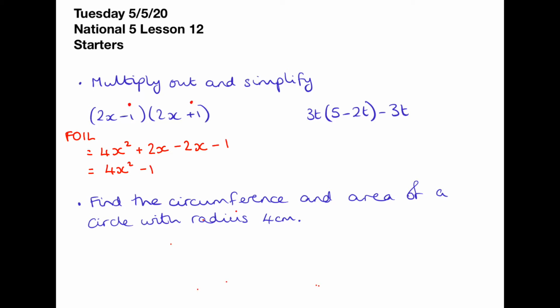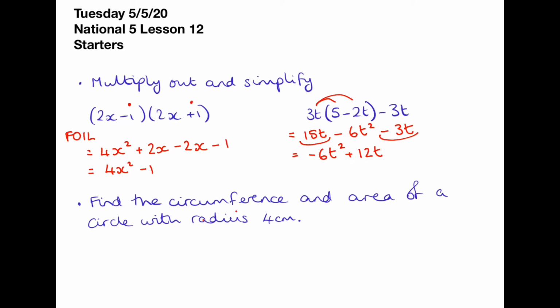Okay, and the next one, it's a simple one bracket multiply out and then collect like terms afterwards. So 3t times 5 is 15t. 3t times negative 2t is minus 6t squared. Don't forget the squared there. And you've still got this minus 3t on the end. So altogether, we've got negative 6t squared, and then we've got positive 15t, take away 3t, gives us plus 12t. Okay, so that's that one all done as well.